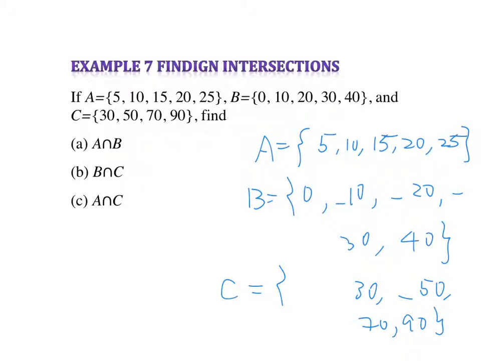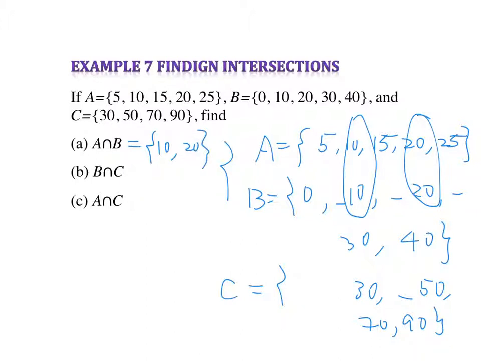That looks much nicer. If I look at A and B right now, what do we have in common here? I see 10, I see 20, that's it. So the way I finish this problem is I use the list method and write them out: 10 and 20. And if I look at B and C, I have 30 in common, I don't have 40. B ∩ C, I'll use the red ink, it's just 30.